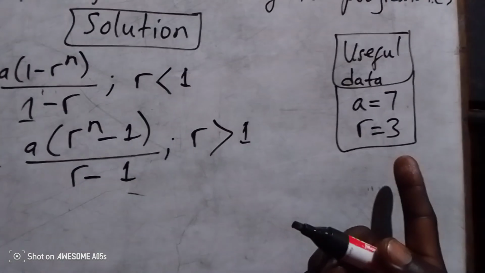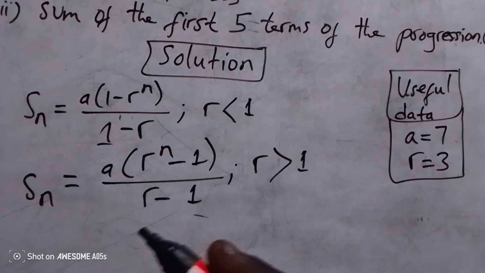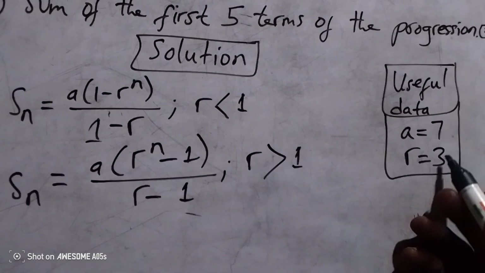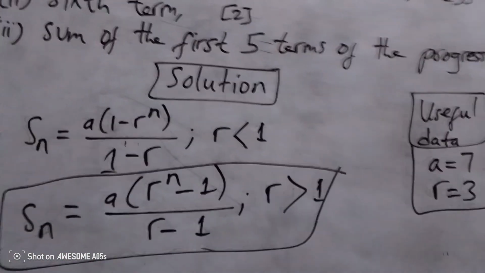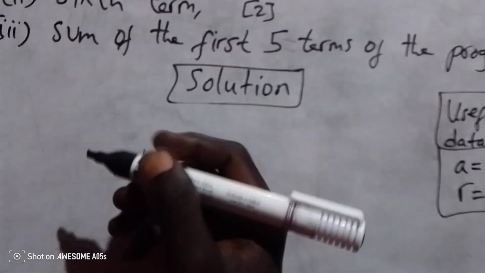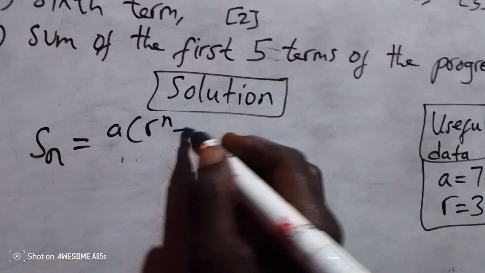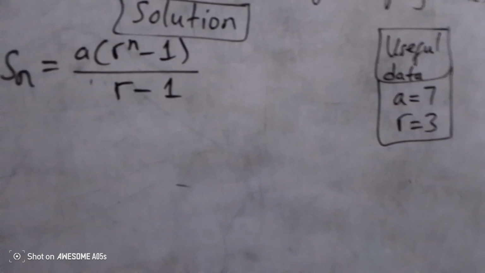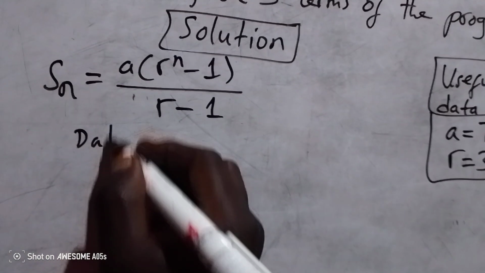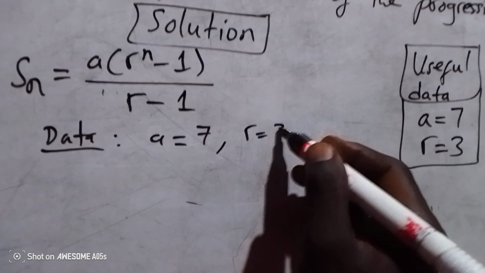So according to our data, we have got r equals 3. So of the two, we are going to go with where r is greater than 1, because this number is greater than 1. Hence, we are going to go with this formula. So I'll just erase, then rewrite the formula. So we are going with sum equals this formula. Then we have our data: a equals 7, r equals 3.